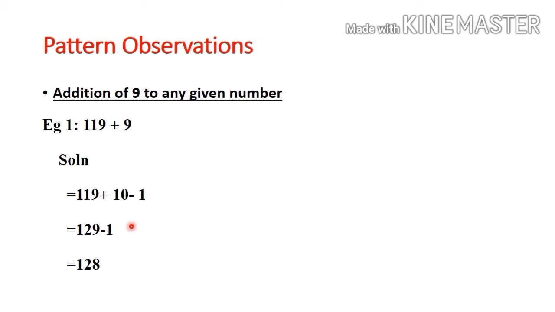119 plus 9 normally means you take paper and do the calculation, which is a little bit difficult. This method can be used for mind calculations. Split 9 and write it as 10 minus 1. Then 119 plus 10 is 129. Then 129 minus 1 is 128. So what is the answer to 119 plus 9? 128. Easy calculation. This is a pattern observation. The first one we are using is addition of 9 to any given number.